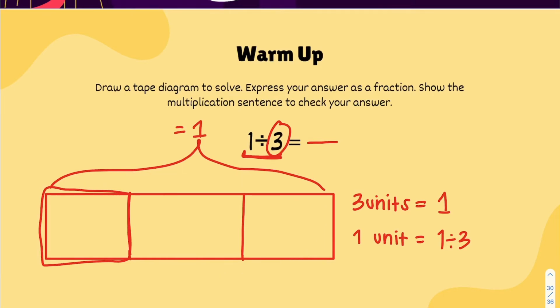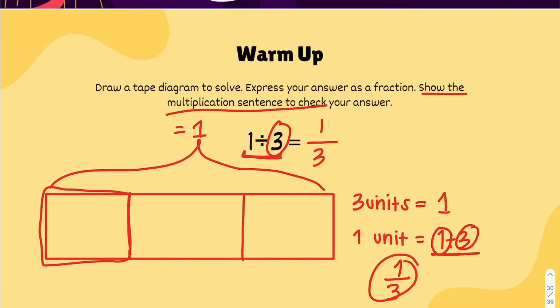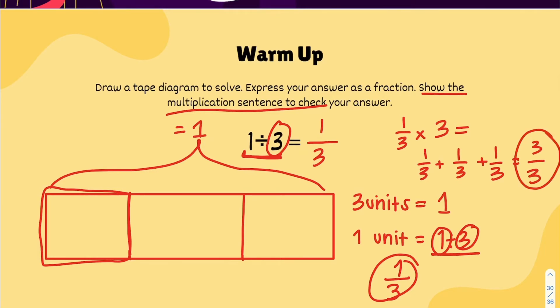Like we learned in the last video, with a division sentence, the first number becomes the numerator and the second number becomes the denominator, meaning that one of these units equals a third. Now we're going to check it with the multiplication sentence. We need to do 1/3 times 3. If you remember, we can do repeated addition: 1/3 plus 1/3 plus 1/3 gives us 3/3, which is also 1. So yes, it does work.